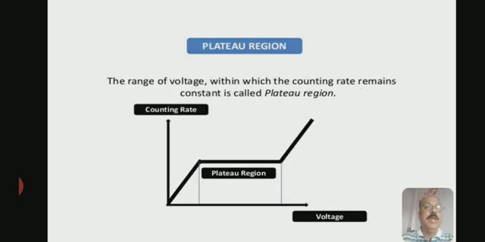Plateau region: the range of voltage within which the counting rate remains constant is called the plateau region. So if you plot the graph of voltage versus counting rate, the graph must be obtained as shown in the figure. When the counting remains constant, what happens there? So that part of the graph is said to be the plateau region.